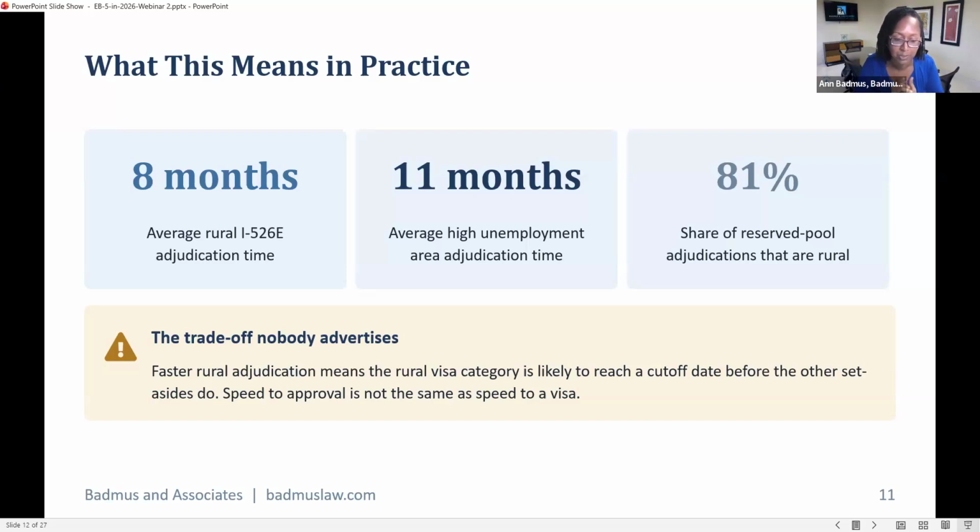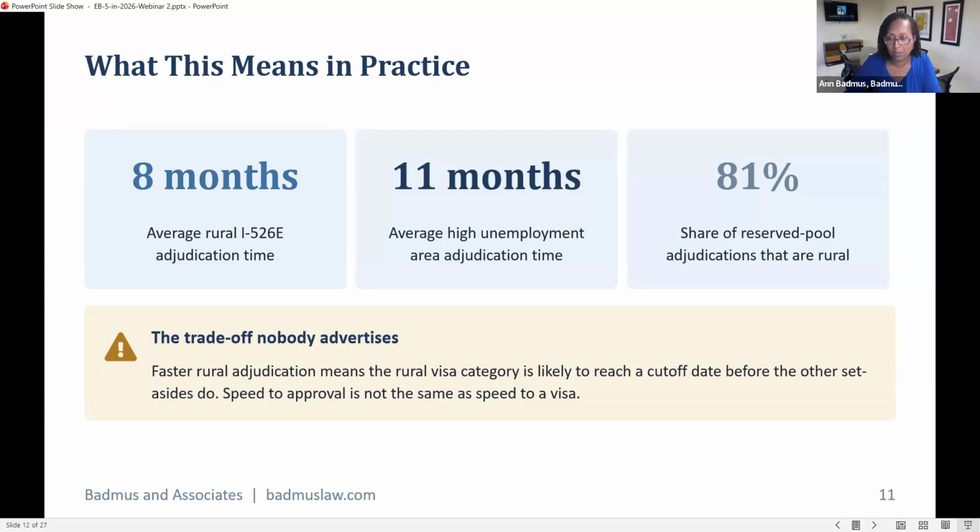So independent analysts are projecting something in the range of a 4-year wait for rural investors with priority dates after January 2025, and that would be considerably longer for those from China or India because of the per country limit. So it's important to know that even though we do want speed in the approval of the I-526E, it's not the same thing as you getting a green card. Visa, green card, same thing is what I mean, in 8 months. What we're talking about is just the petition being approved. It does not mean you're getting a green card in 8 months or in 11 months or so.